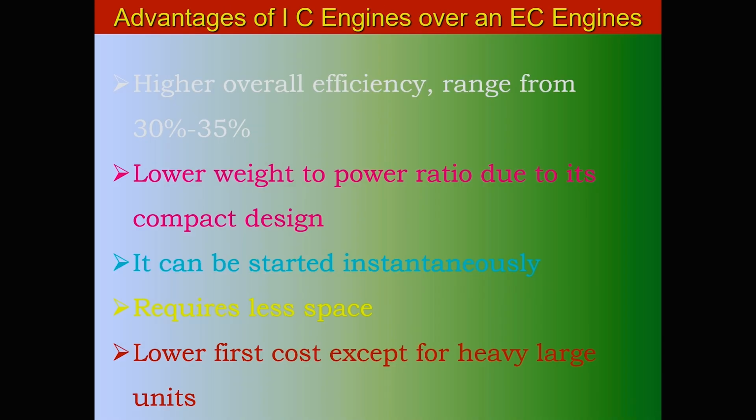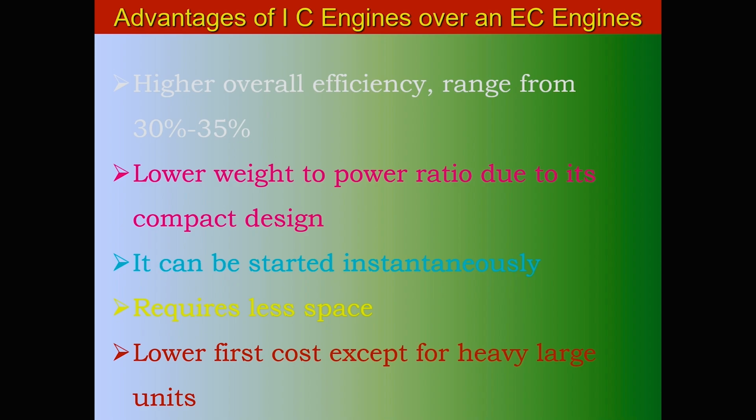Okay, final conclusion. The internal combustion engine will have higher overall efficiency, around 30 to 35%, whereas the external combustion engine will be less than 20%. We have seen the Rankine cycle, right? Less than 20%, maximum 25%.